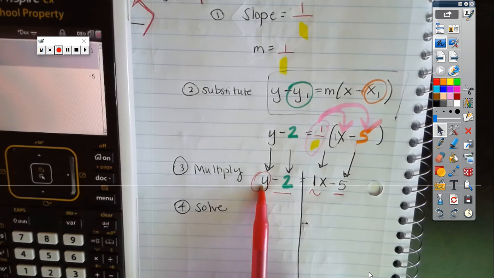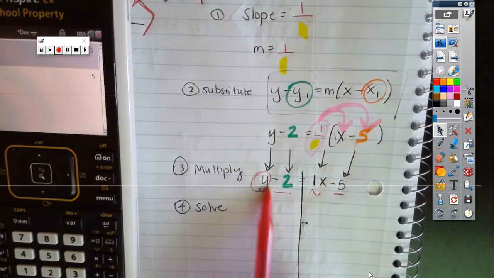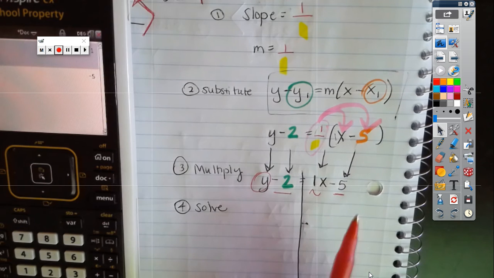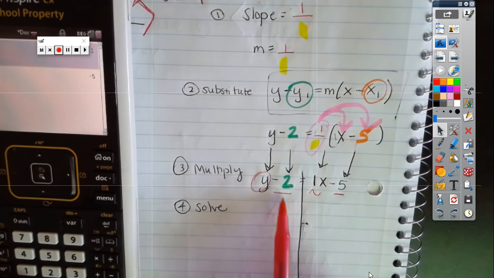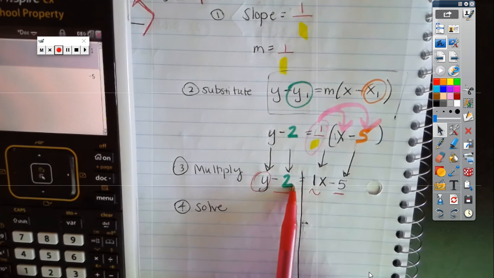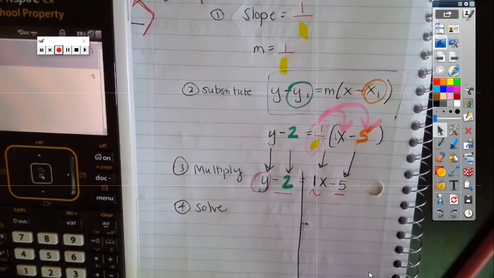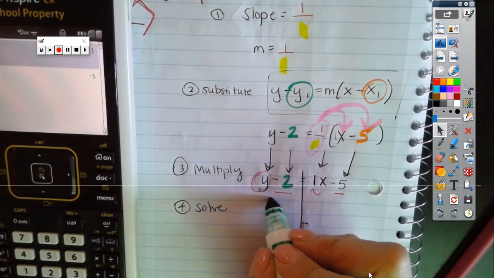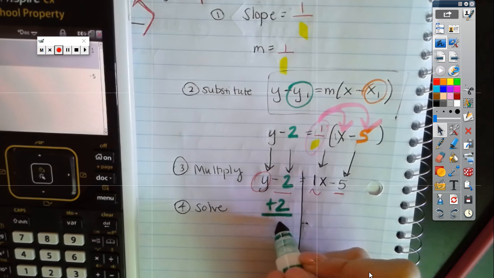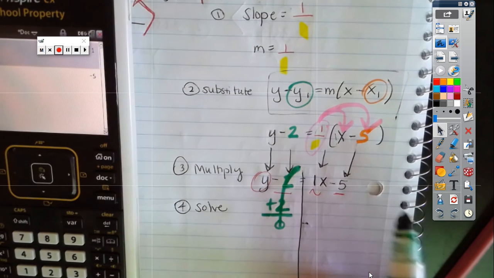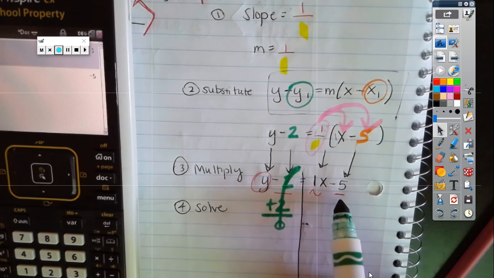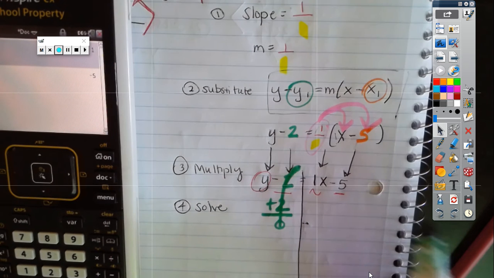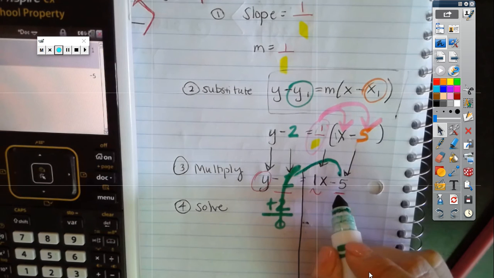So, see how the circle's here? Does this have a circle? No, so you got to move it. Everything else can stay. Right now we're just worried about the circle. So how do I move a minus 2? Plus 2, so I can move it over. When it moves over, where do I put the plus 2? With the 1x or the negative 5? Exactly, because they're both underlined.